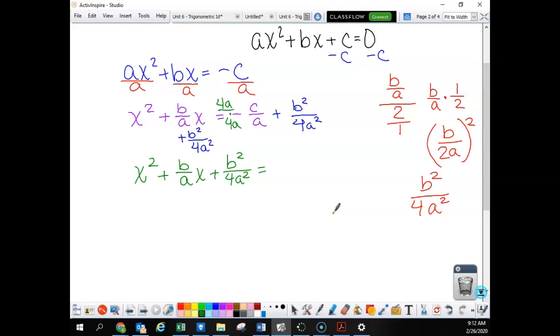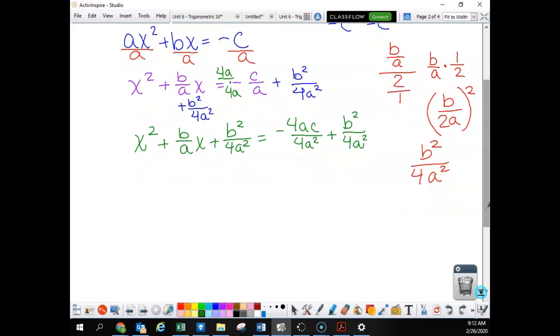So 4a times c would just be negative 4ac. And then 4a times a would be 4a squared. And then plus b squared over 4a squared. The reason I did this is because I want to combine my two fractions together. Now, normally we write positive numbers first, so I'm going to change this order to b squared minus 4ac, and then this is going to be over 4a squared. So they have the same denominator, and I added the numerators together.